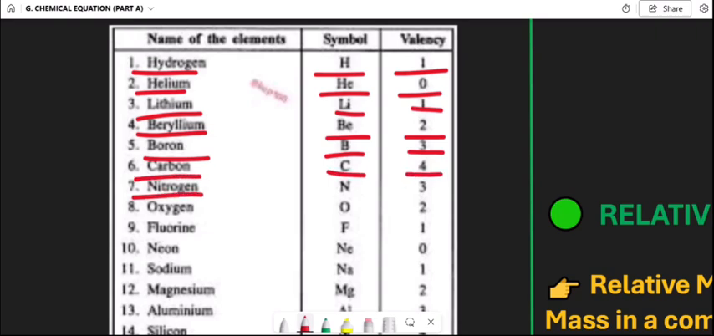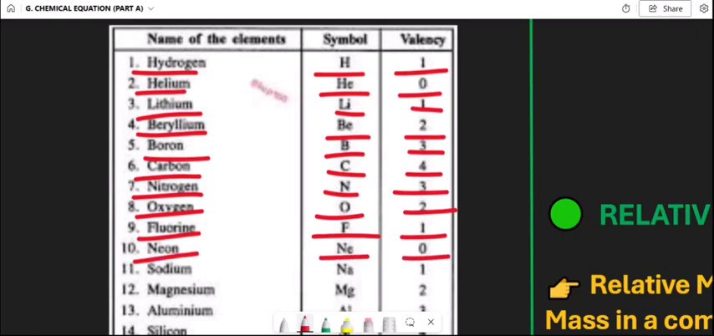Nitrogen, now careful, the other time I told you carbon can have 2 valencies, either 4 or -2. But for this case, they only dropped 1. But we are still right. Nitrogen is symbolized as N, valency is 3. Oxygen is symbolized as O, valency is 2. Fluorine, F, valency is 1. Neon, Ne, valency is 0.